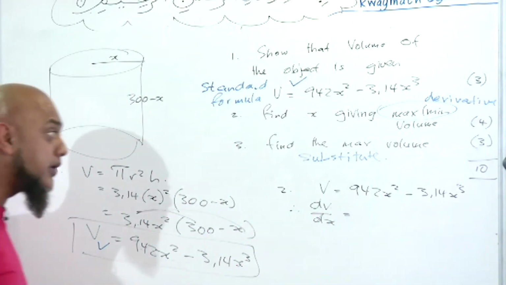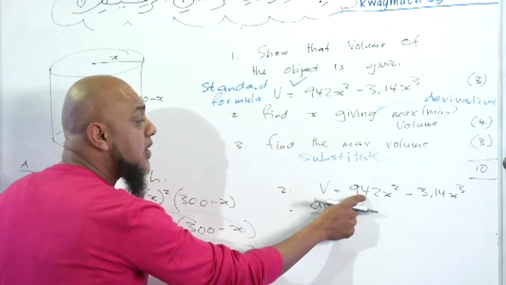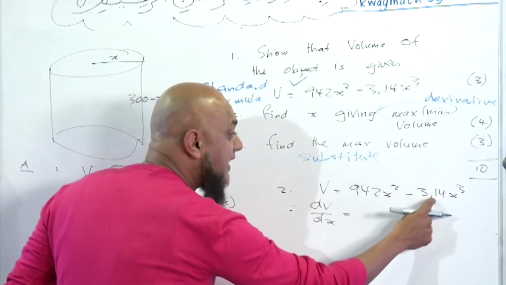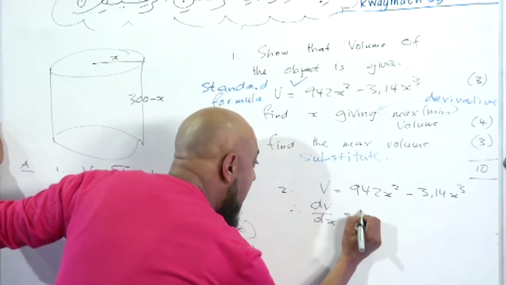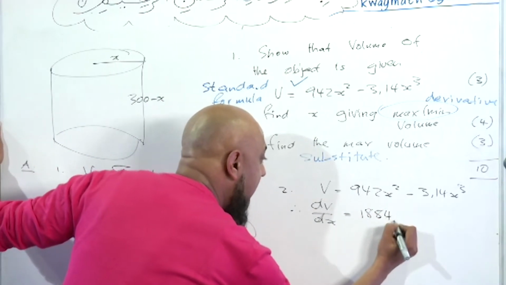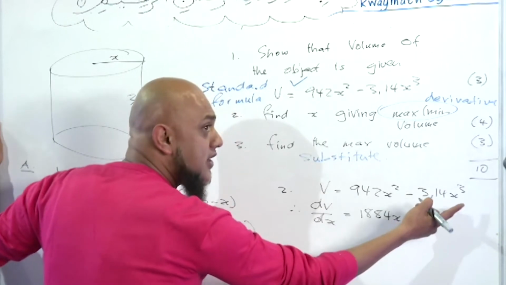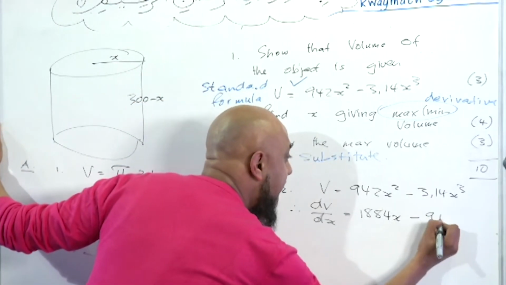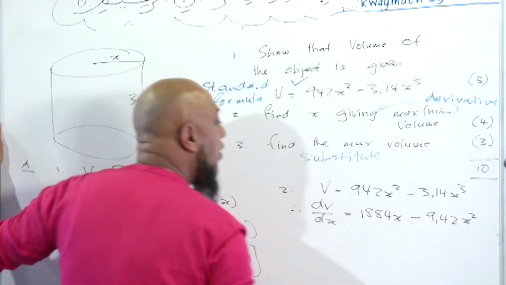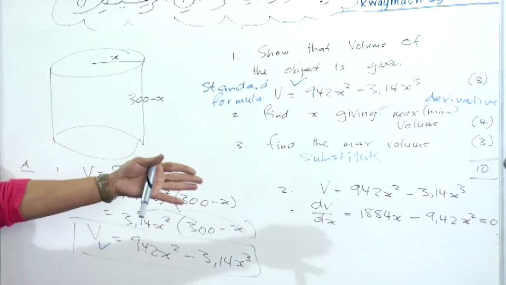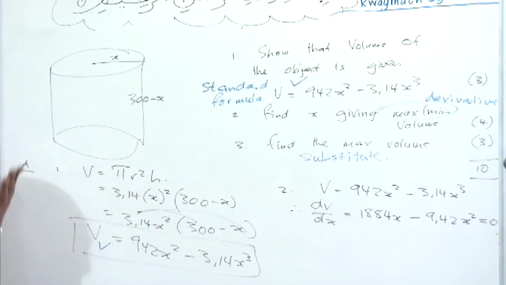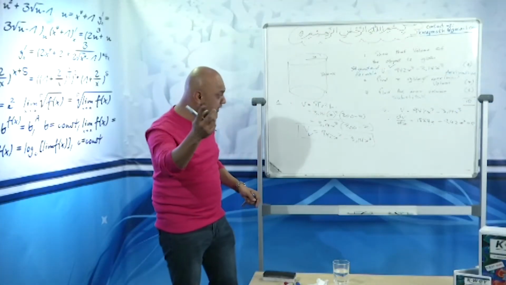Now we're going to be using power rule. So don't ask me what I'm doing. We're using the power rule. Power times coefficient, minus 1 from power. So 2 times 942, 1884, 1884 x minus 3 times 3,14 is 9,42 x squared. What do we know for minimum or maximum? It's always equal to 0. Now we've got 2 values there equal to 0. It's quadratic. We now need to solve for x.